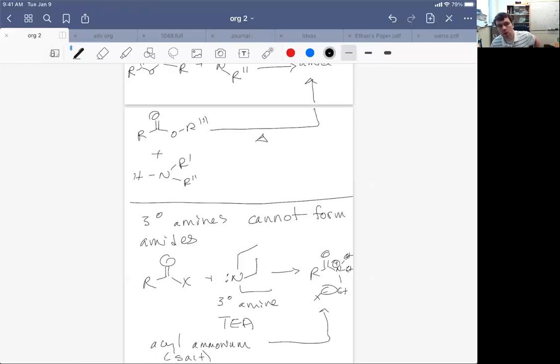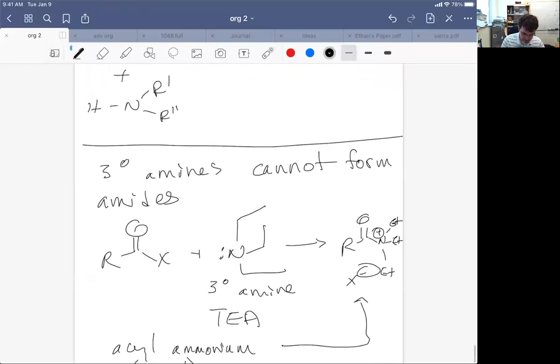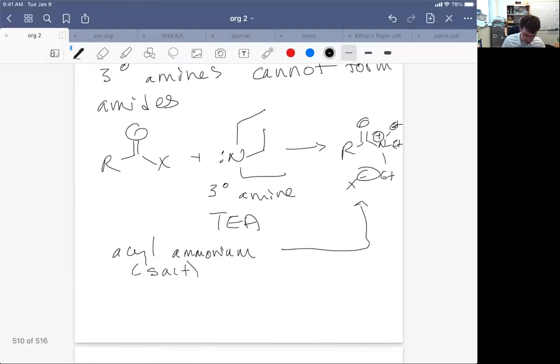Okay. What I want to do now is talk about how to make these things from carboxylic acids, making amides from carboxylic acids using amine nucleophiles.